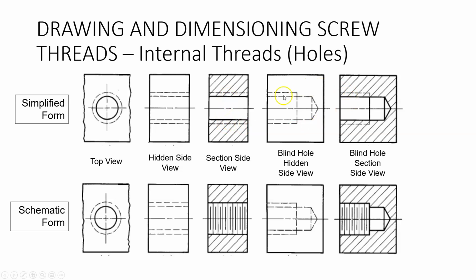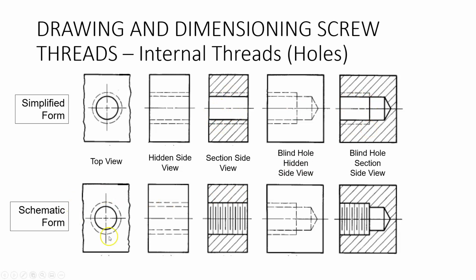And then these last two here are what happens if we have what's called a blind hole. A blind hole is the term for a hole that doesn't go all the way through the object. So it stops at some point, and you can see that it stops here. So this is a hidden representation of a blind hole, and this is a section view of a blind hole. The other thing I'll note here is that the section lines on the section view go through the hidden lines. That's going to be important because you're going to be drawing this type of representation.